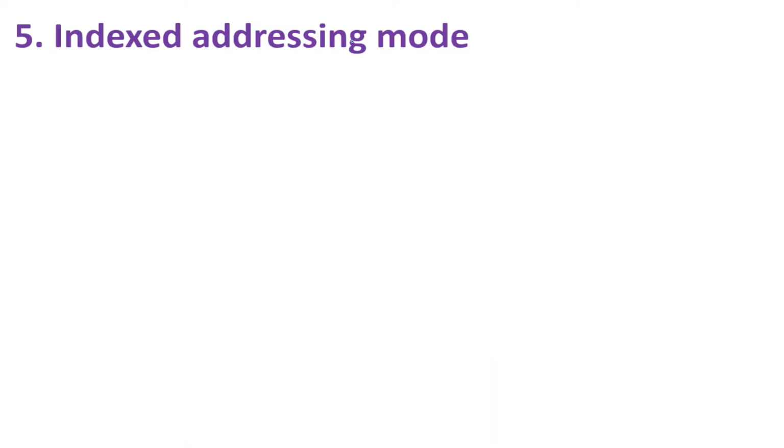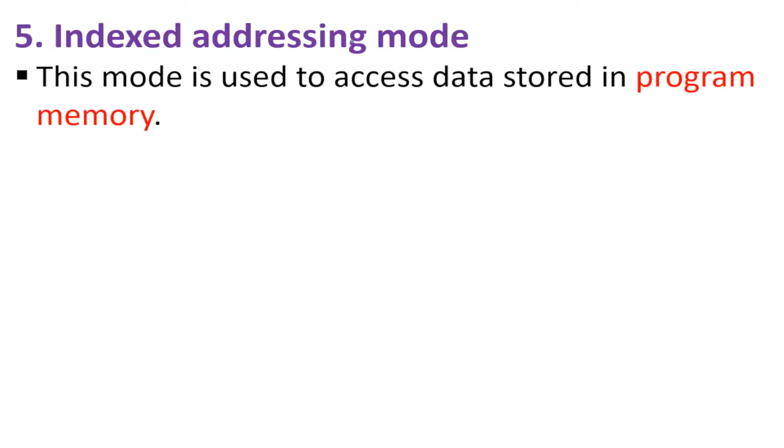And the last addressing mode is index addressing mode. Here definitely we are going to access the memory. Particularly, this mode is used to access the data stored in program memory. Remember this: indexed addressing mode always uses program memory.